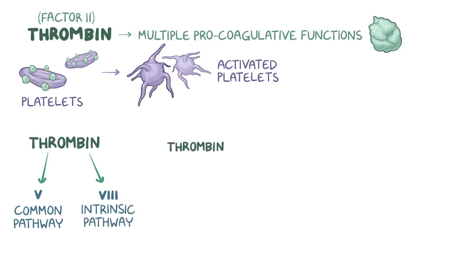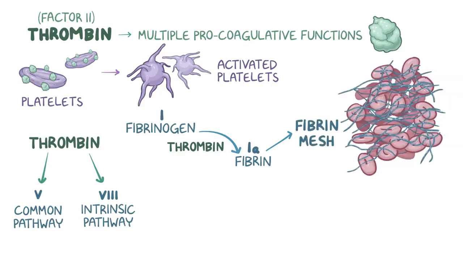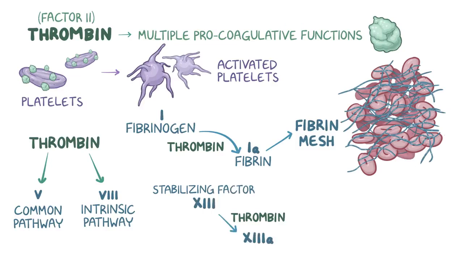Third, thrombin proteolytically cleaves fibrinogen, or factor 1, into fibrin, or factor 1a, which binds with other fibrin proteins to form a fibrin mesh. And finally, thrombin proteolytically cleaves stabilizing factor, or factor 13, into factor 13a. Factor 13a combines with a calcium ion cofactor to form cross-links between the fibrin chains, further reinforcing the fibrin mesh.